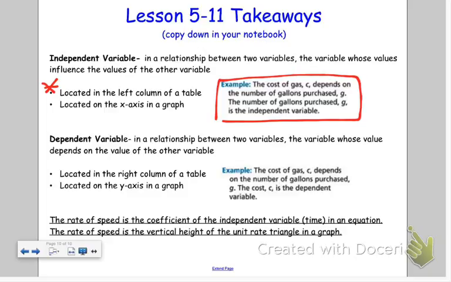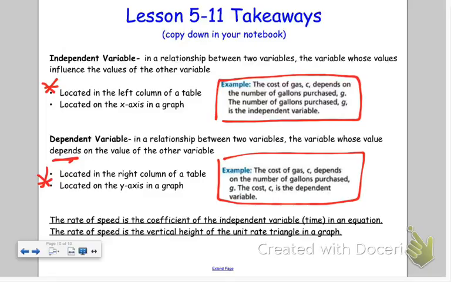Now the dependent variable, on the other hand, remember it kind of sounds like depends. It's the variable whose value depends on the value of the other variable. So this is the one that depends on the independent variable. So remember that example of the gas? Well, the dependent variable here is the cost of the gas. If we put in whatever number of gallons, then it's going to change the cost of the gas. If we put in 1 gallon, okay, we're not going to spend that much money in gas. If we put in 10 gallons, then we're going to spend a lot more money to purchase that gas. So the cost of gas is going to depend on the number of gallons.